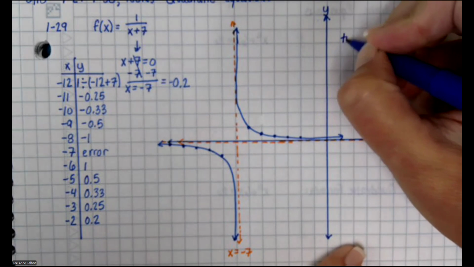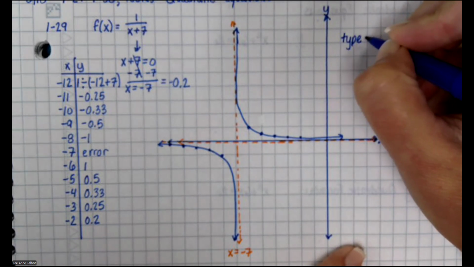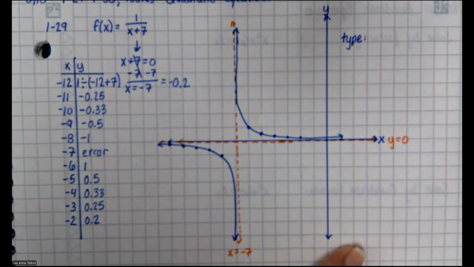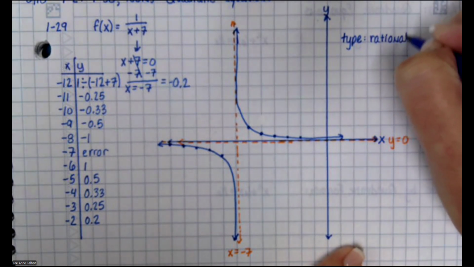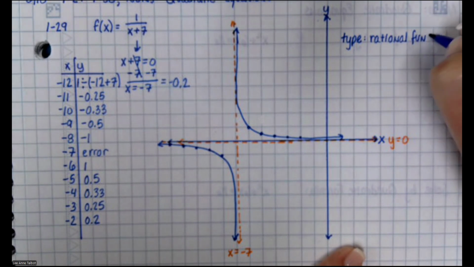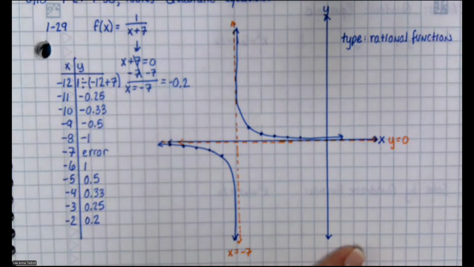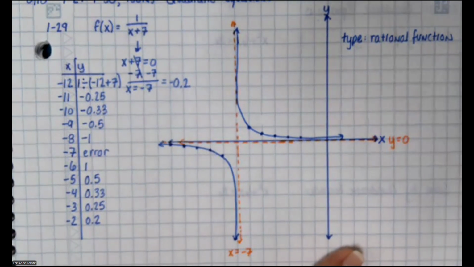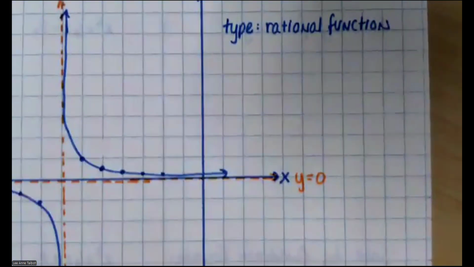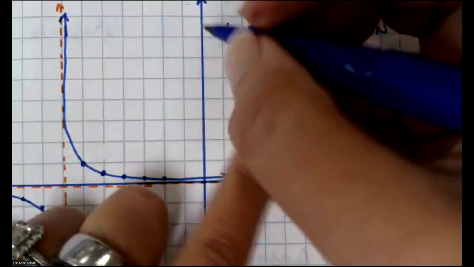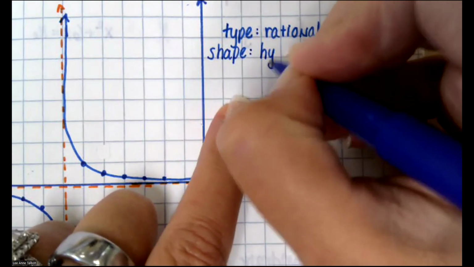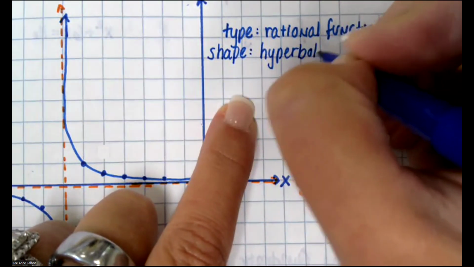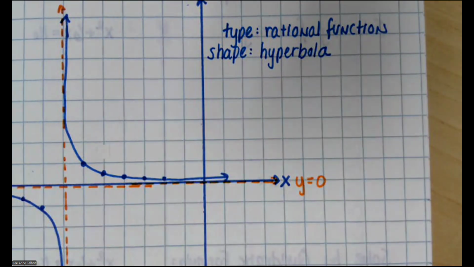So the type is called a rational function. The shape is called a hyperbola. Probably the first time you've ever heard that word.